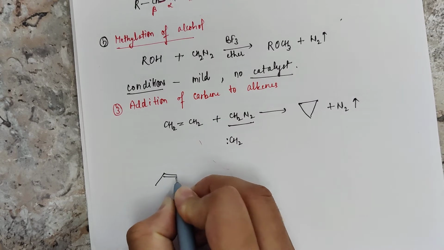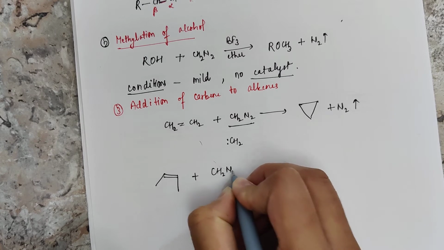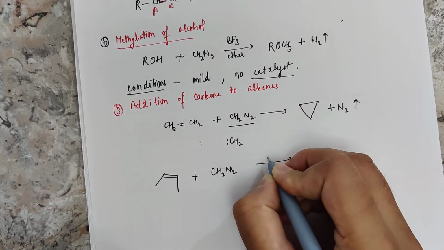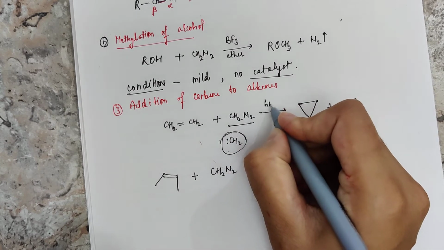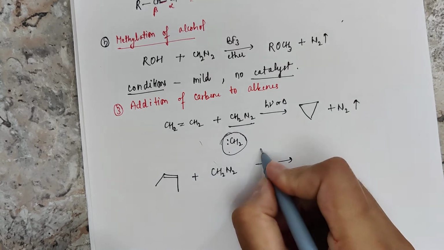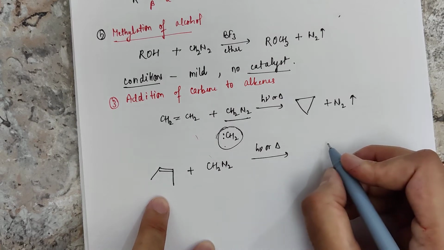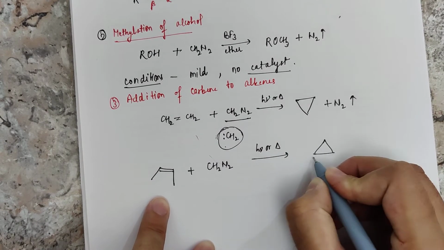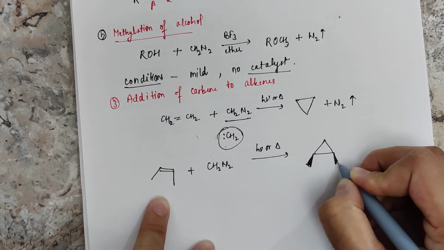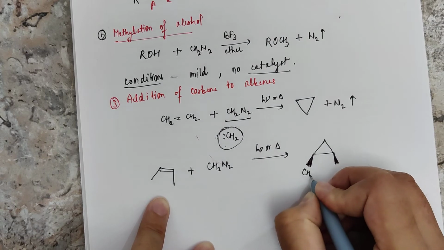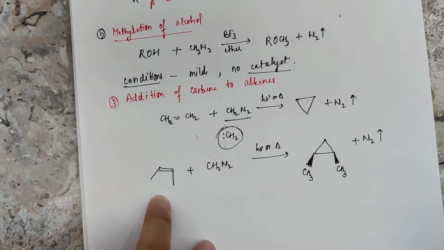You can take substituted alkene, again CH2N2. Now in order to produce this carbene, you will either have to provide the sunlight or heat, both thoda sa, but you will have to provide this. Then only the carbene will generate. So both the substituents will be on the same side. यहाँ पे दो मिथाइल है basically, plus your N2 will be removed.